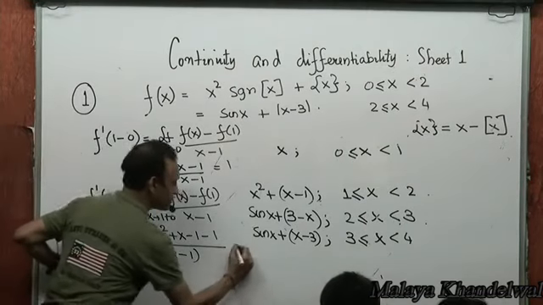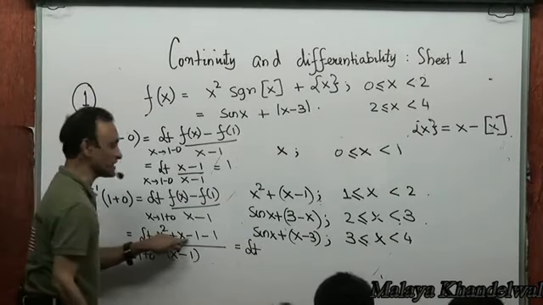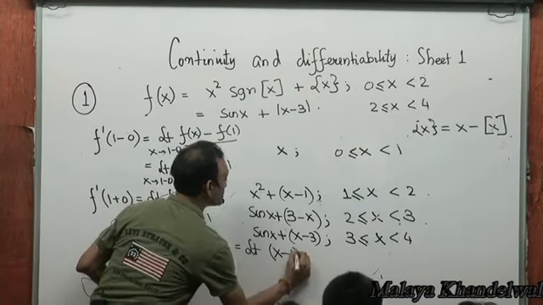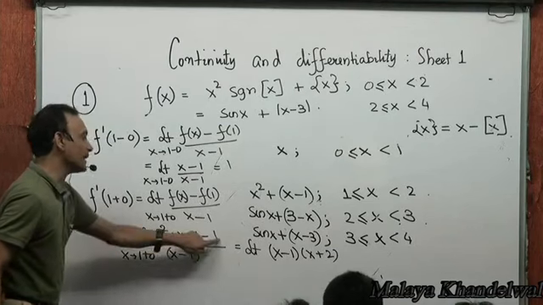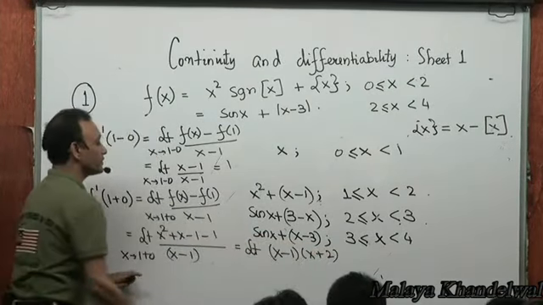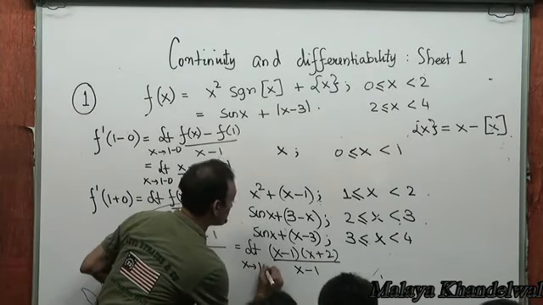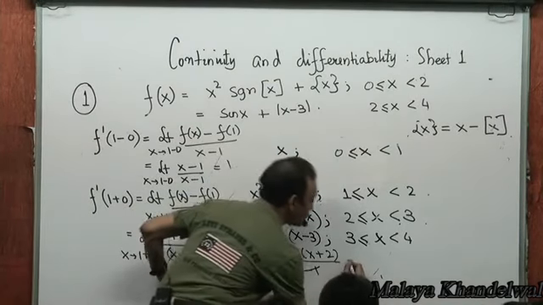Now this could be further written as limit (x square plus x minus 2). This is x square plus x minus 2, which could be factorized as (x minus 1) into (x plus 2). Yes or no? X square plus x minus 2 could be factorized as (x minus 1) into (x plus 2), divided by (x minus 1) as x tends to 1 from the greater than 1 side. And this becomes equal to 3.